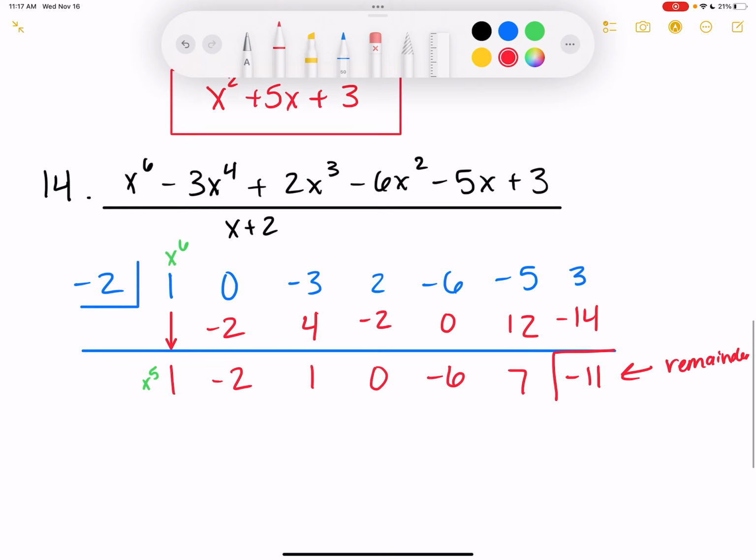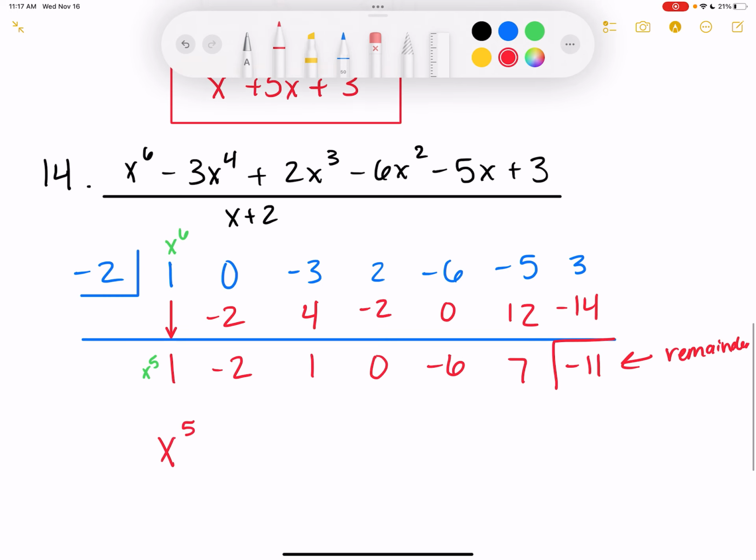So I've got x to the 5th minus 2x to the 4th plus x cubed. There's no x squared term because it's 0. Minus 6x plus 7 minus 11 over x plus 2. And that accounts for the remainder part.